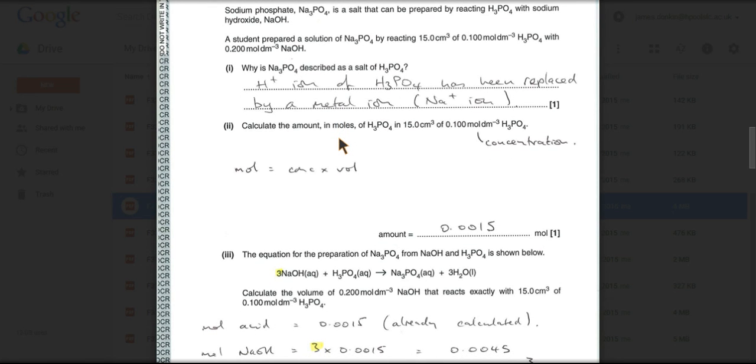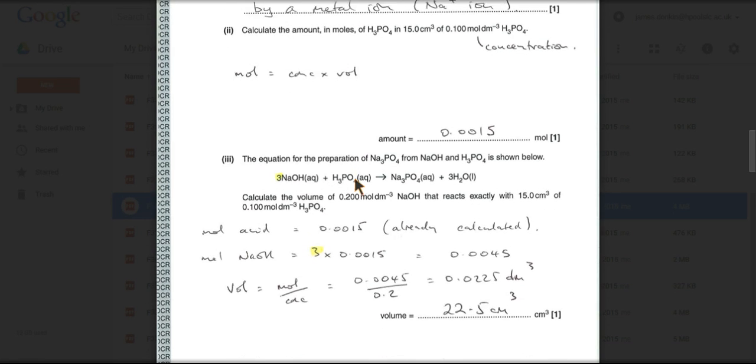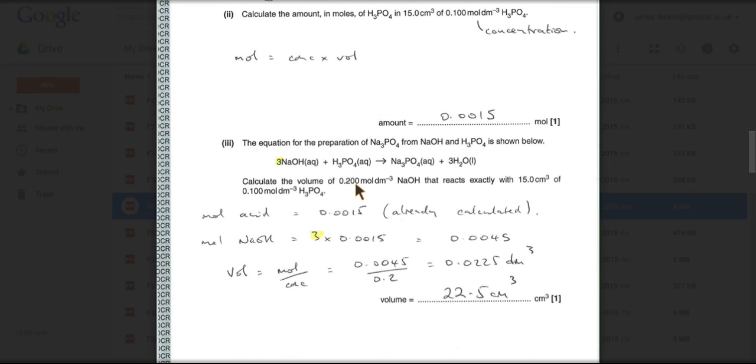Calculate the amount in moles of the acid in 15 centimeters cubed of that concentration of acid. So we need to use our moles, concentration, volume formula triangle. Moles is concentration times volume. And remember, volume must be in cubic decimeters, so we divide the centimeters cubed by 1,000 and put that into the formula, and so the moles comes out at 0.0015. And then that's going to feed into this part of the calculation.